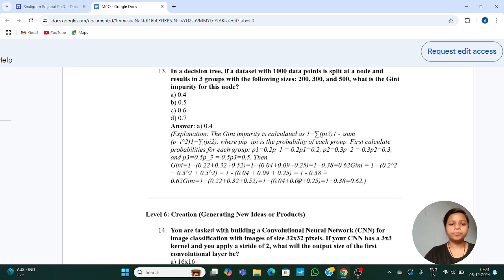Next question is, in a decision tree, if the dataset contains 1000 data points and a split at the node results in three groups with the following sizes: 200, 300 and 500, what is the Gini impurity for this node? The answer is 0.4. Here is the explanation for this question.